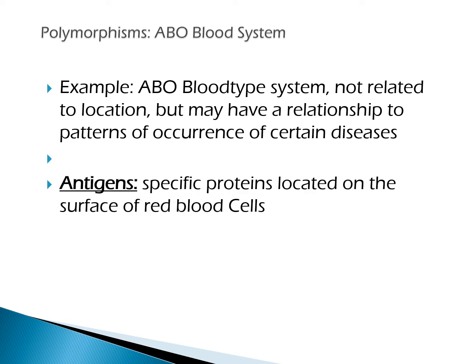Currently, right now, type O blood is the most common blood protein on the planet. A comes next, and B is the least common. All of the over 20 different blood protein groups, or systems, on the planet are considered polymorphisms.